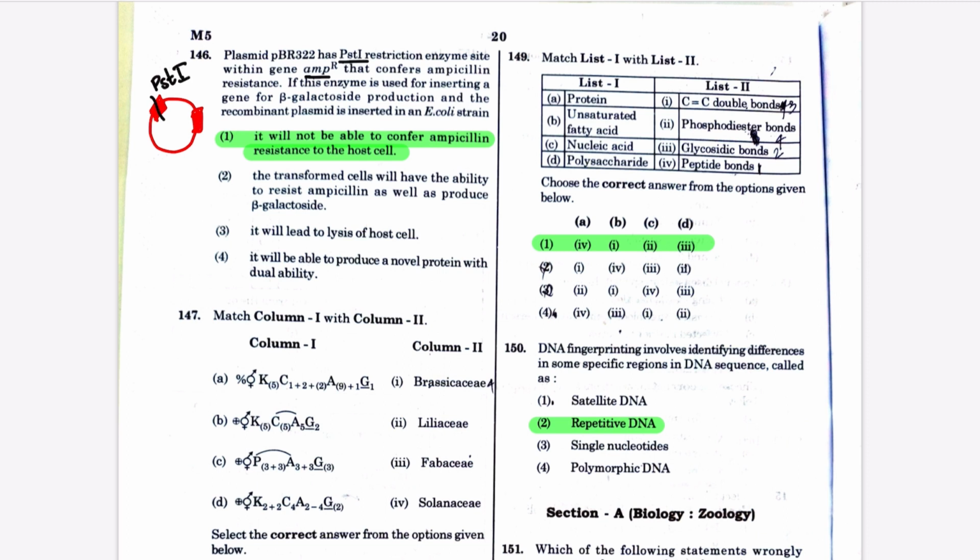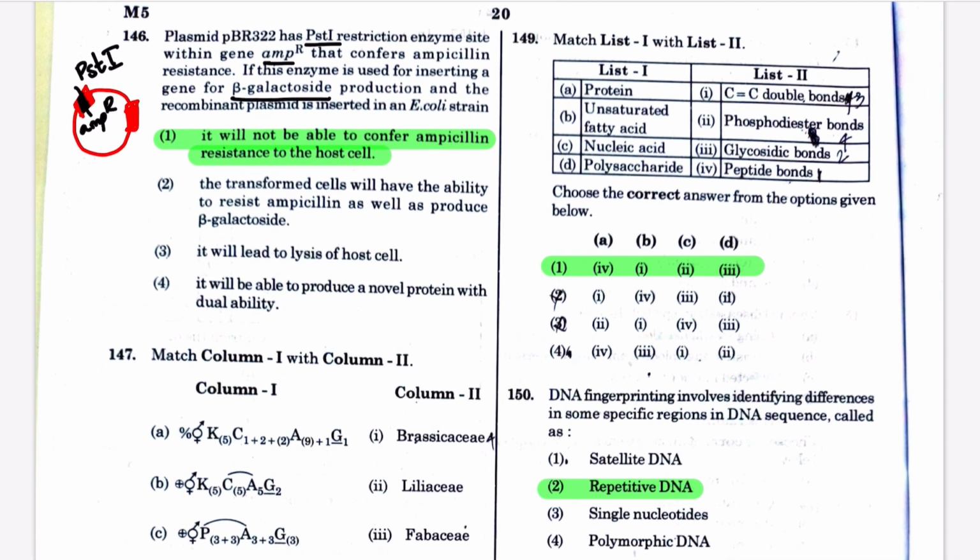The question is, if they are inserting a gene for beta-galactosidase here, what happens is the ampicillin resistance gene will get inactivated. This process is called insertional inactivation. Since this ampicillin resistance gene is inactivated, even if this plasmid is now transformed into an E. coli, this E. coli will now lose the resistance to ampicillin because this has been inactivated due to introduction of this beta-galactosidase. So look at the first option, it will not be able to confer ampicillin resistance to the host cell because that has been inactivated.